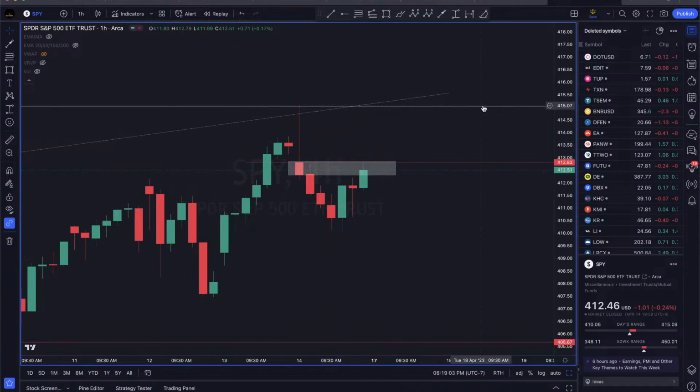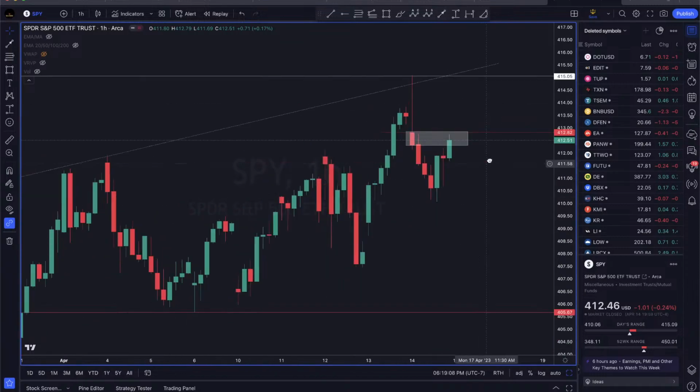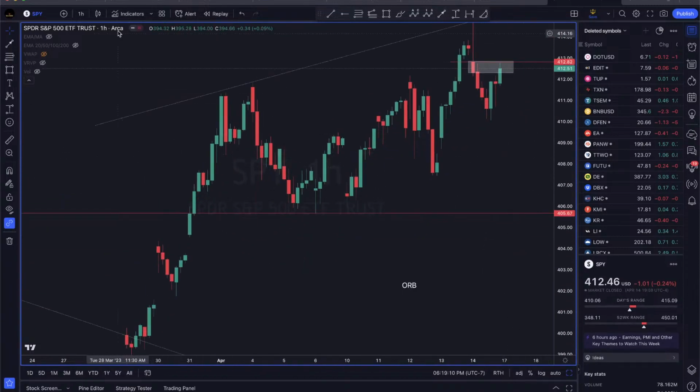My stop loss is this one, the prior highs. If price goes above this one, I'll get stopped out. But good setup for it. I'm going to show you guys more examples.